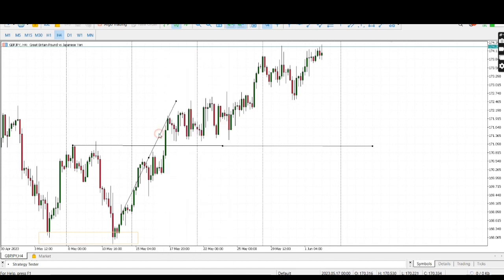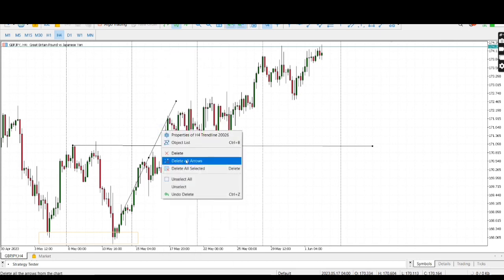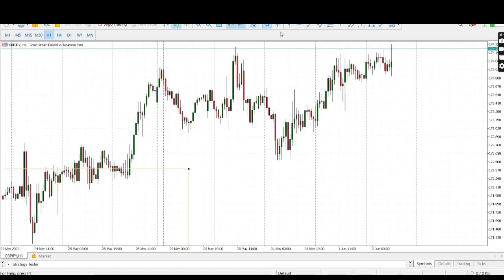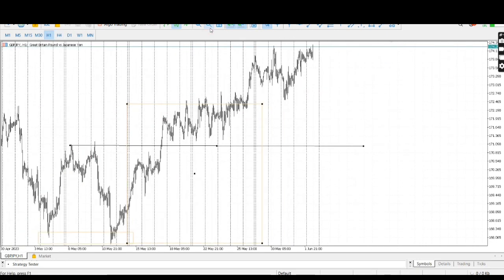Let me do something good here. Let me mark out my level, and I want to explain this market fractalization concept. So I've marked out my levels, my level 1 on H4. Right now I'm shifting to the H1 time frame to show you these three levels. This is my H1 time frame, and the zone that I had marked out is from here up to there.